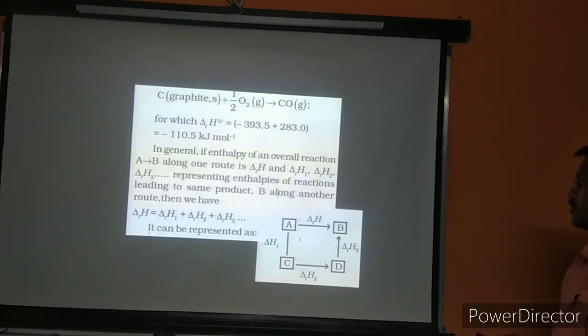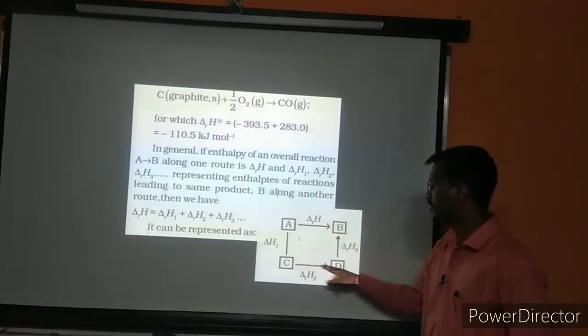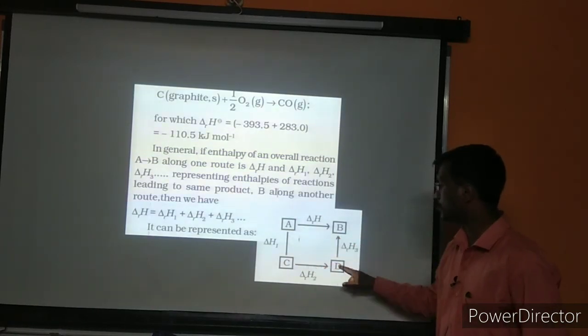So here, can you see A and B. A is converted to B. We can also determine this in another way, where A is converted to C, C is converted to D, and D is converted to B. So this is the enthalpy of the first one, the second one, and the third one. By doing the addition of these three, H1, H2, H3, the enthalpies of these three are going to give the overall reaction. A to B may be converted in only one step or it may be converted in several steps. A to C, C to D, and D to B.